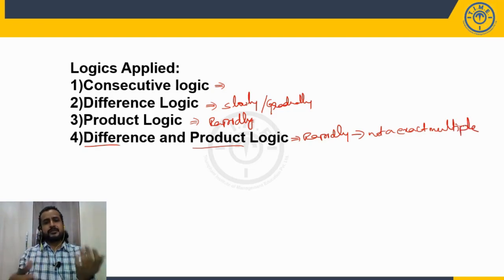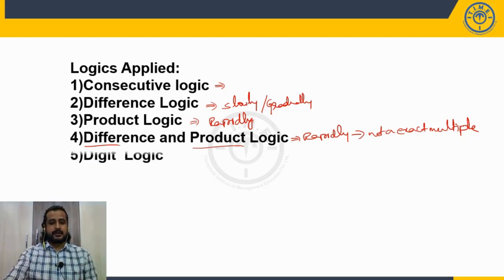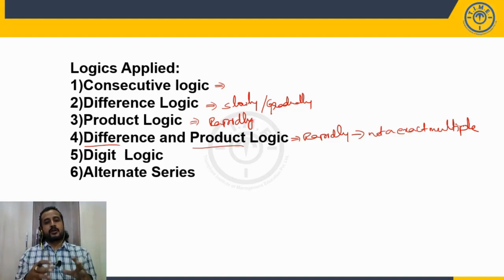All these points we have discussed during the basics class. I am just giving a quick revision. Digit logic, we discussed what kind of digit logic questions we will get, and alternate series. When more numbers are given in the series, you can understand it as an alternate series. So these are the 6 rules that we discussed during our basics class.